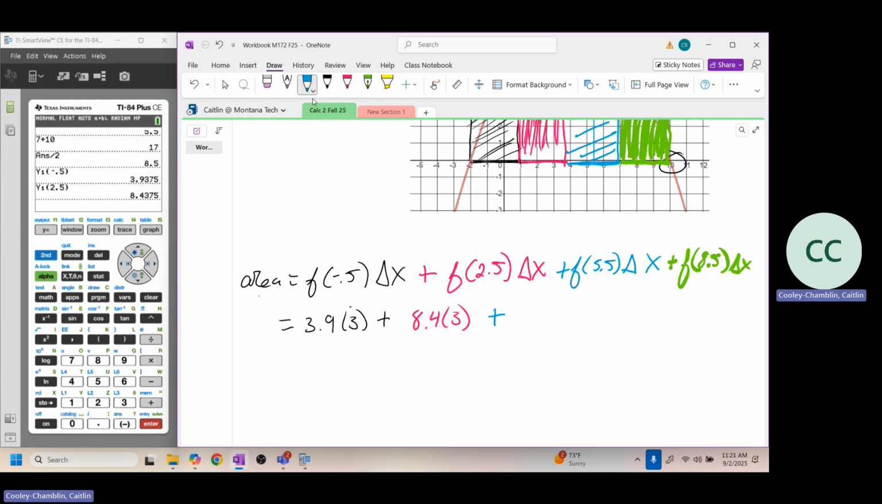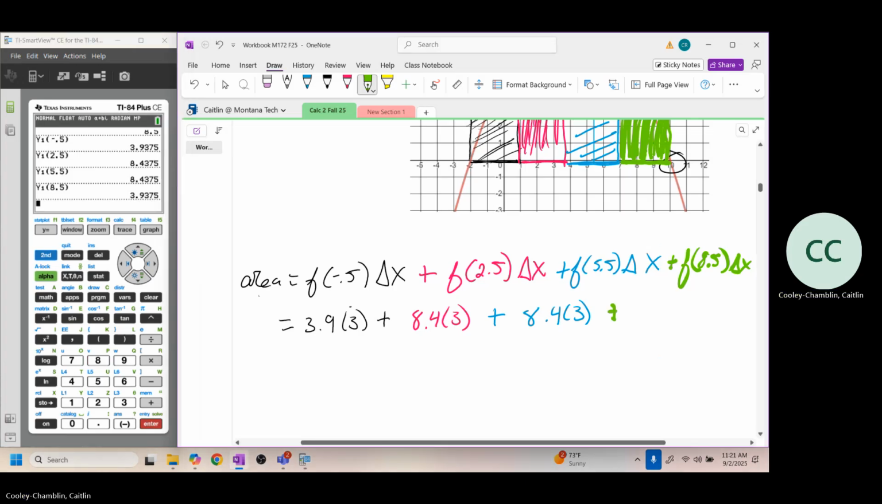Plus, and now I want to evaluate at 5.5. So to bring that screen back up, I'm going to hit second enter. Anytime I want to press something on my calculator, it shows up in red. So if I don't say it or I go too fast, feel free to pause the video and rewind. Scrolling back to 5, so 5.5, and we'll get 8.4 again, times 3. And then my green one, I'm going to hit second enter so I can bring up my last equation. I'm going to type in 8.5, and we get 3.9 times 3.